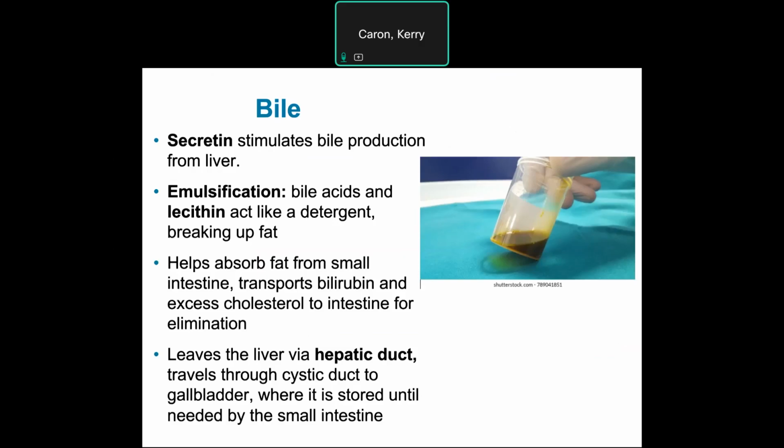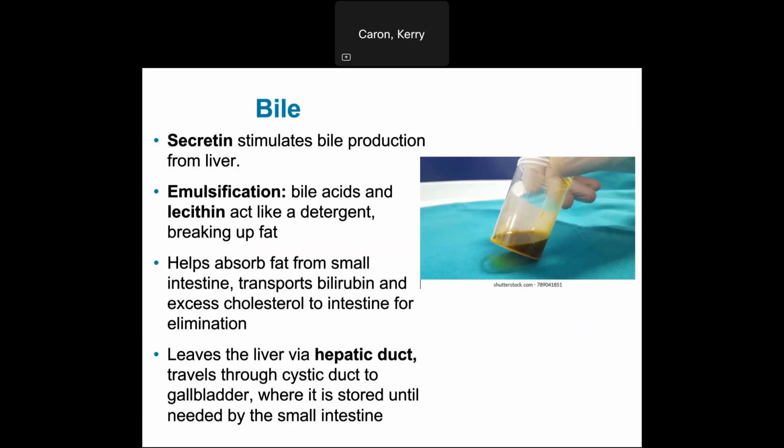So bile, if you've ever, not to be gross, thrown up and thrown up, at the end of the retching there is this lovely dark green secretion that is bile. And bile is very important. Secretin stimulates bile production from the liver. We just said that the liver produces bile, so secretin kind of turns that on.